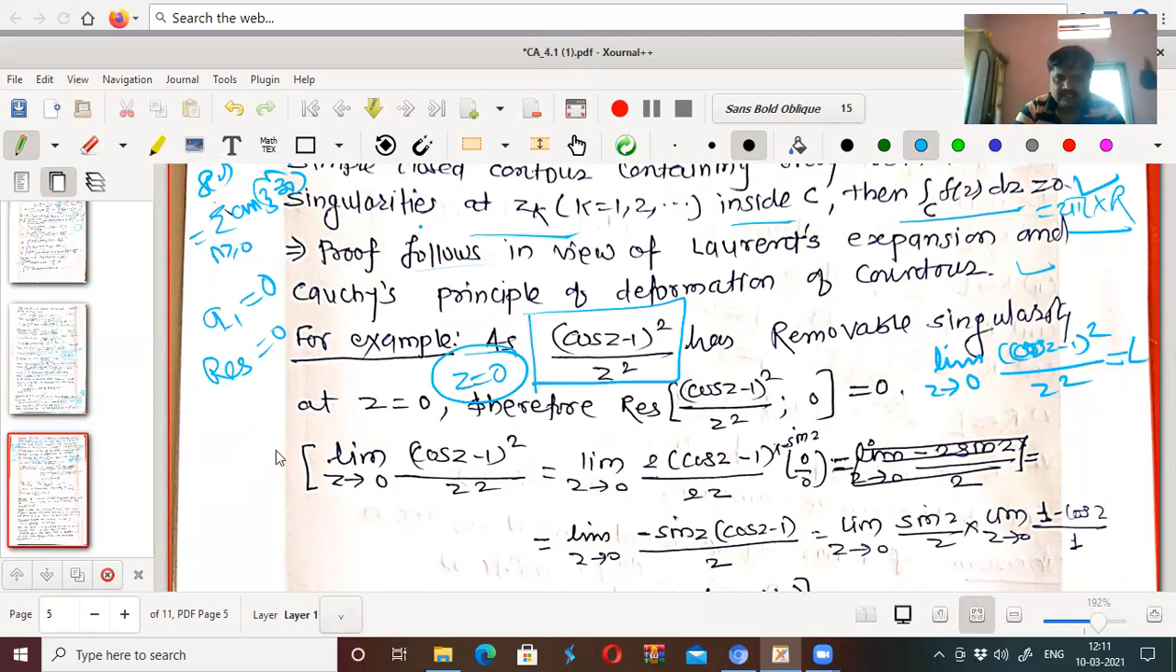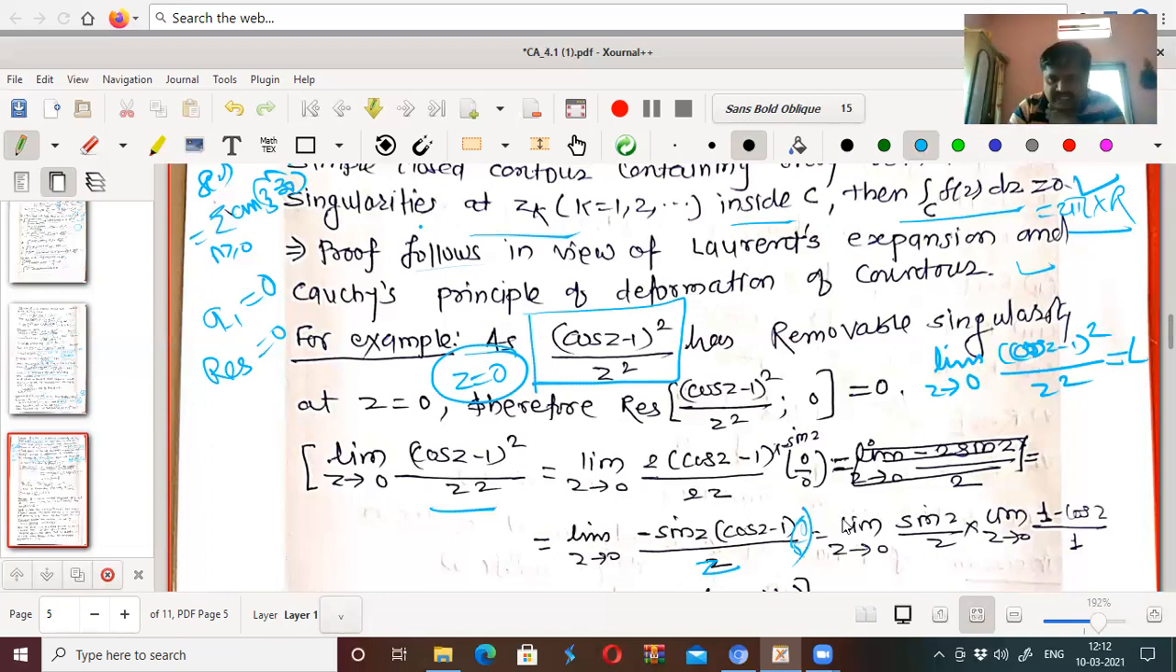Now see here, the limit as z tends to 0 of (cos z minus 1) whole squared upon z squared. This is of 0 by 0 form. So L'Hospital's rule says take the derivative of the numerator as well as the derivative of the denominator. So we get 2 times (cos z minus 1) into the derivative of cos z minus 1, which is minus sin z, upon 2z. Now the 2 cancels. Again, this is 0 by 0 form: the limit as z tends to 0 of minus sin z into (cos z minus 1) upon z. As z tends to 0, sin z tends to 0 as well as z, so again it is 0 by 0 form.